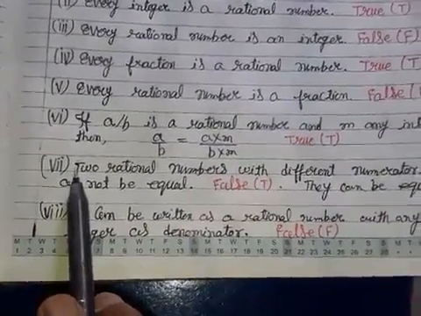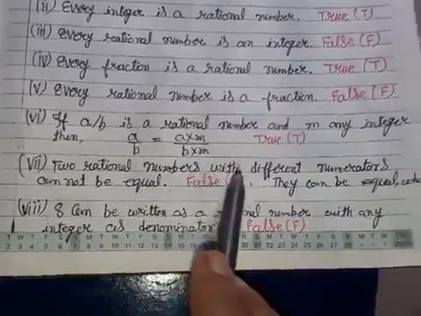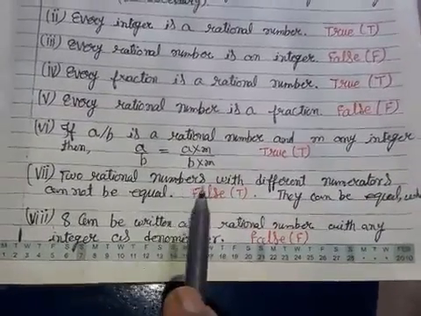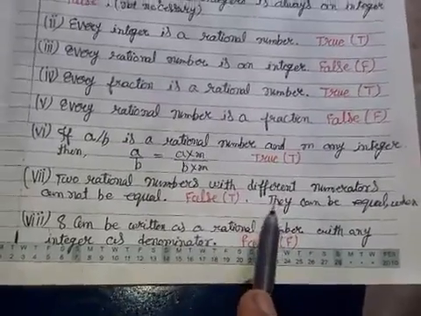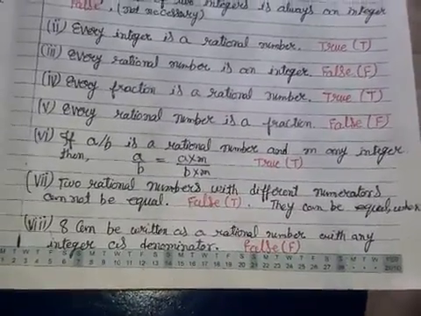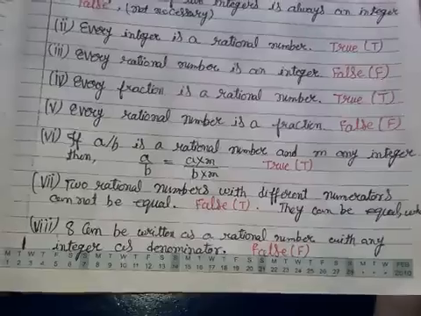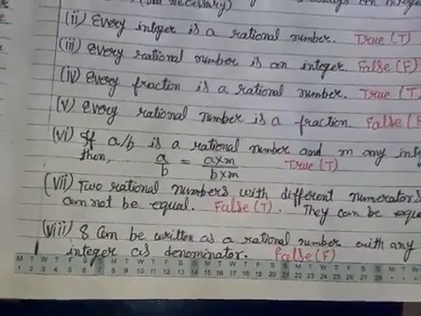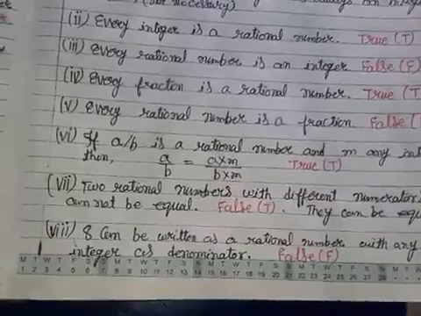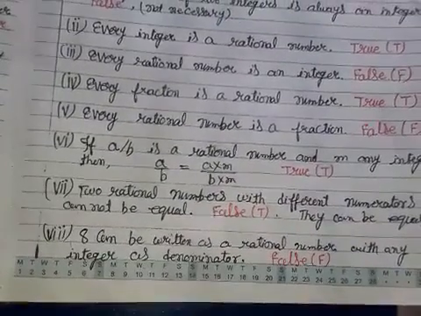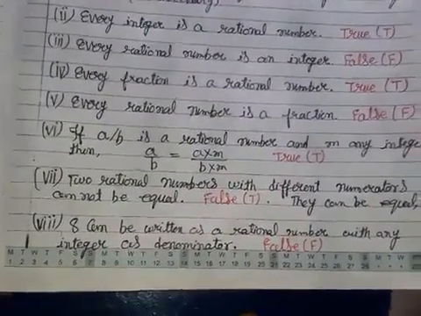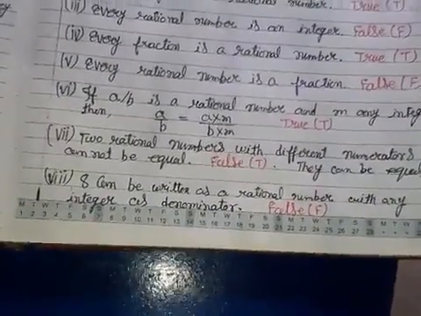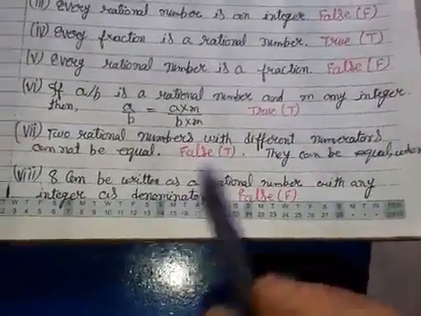Now two rational numbers with different numerators cannot be equal. It is false, okay, because they can be equal when they are converted into standard form. Suppose 2 by 3 and 6 by 9 are two different rational numbers, so when 6 by 9 is cancelled, we get 2 by 3, okay, so they are equal.